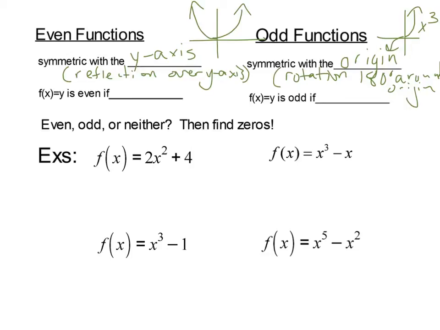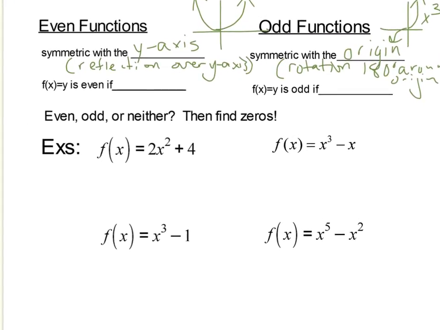All right, so there's an actual definition that you define with mathematics. And f of x equals y is even if f of the opposite of x is equal to f of x. And we'll talk about what the heck that means for every x on the domain. Okay, so it can't just be for some, it has to be for every x.